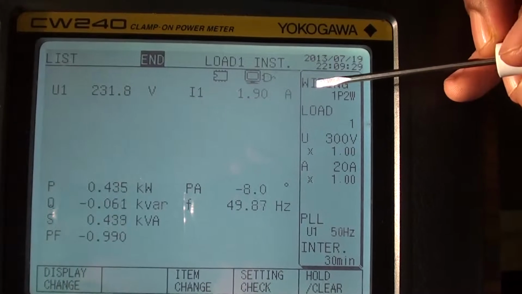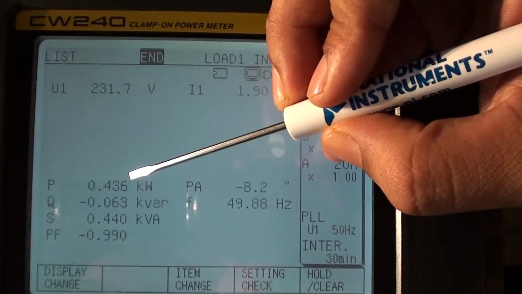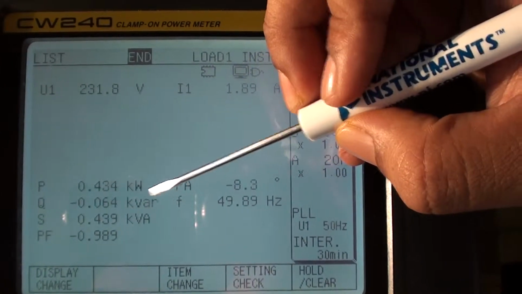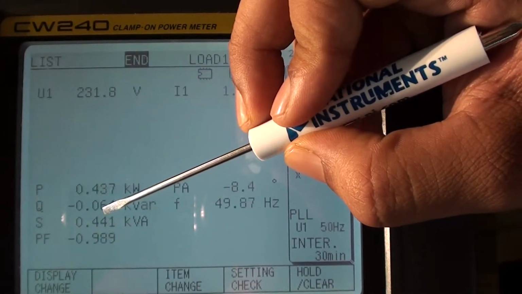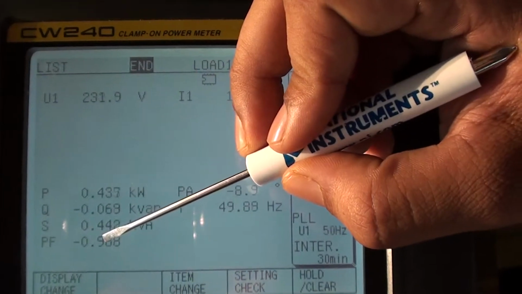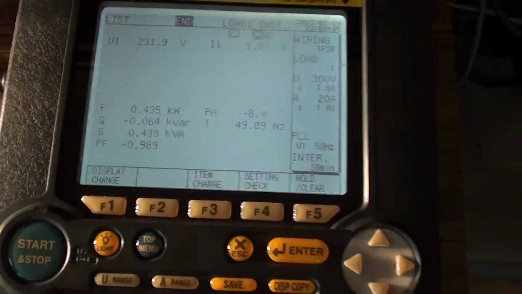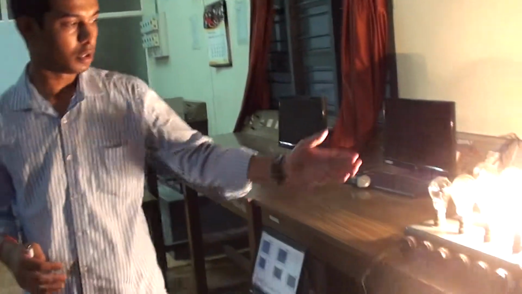Current is 1.9 ampere. Active power is 0.435 kilowatt. Reactive power is 0.063 kVAR. Apparent power is 0.439 kVA. Power factor is found out to be 0.988, and the frequency is found out to be 49.89. So what we observed is that due to the introduction of non-linearities, there is an increase in current THD, as well as a slight deviation in the power factor, which used to be 1 in case of perfectly linear load. So now what we will do is we will reduce this.